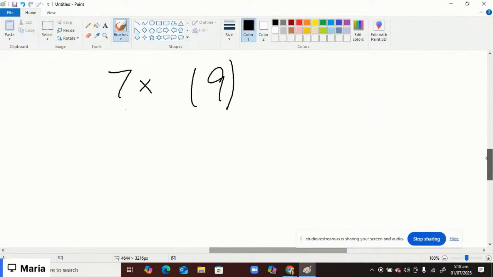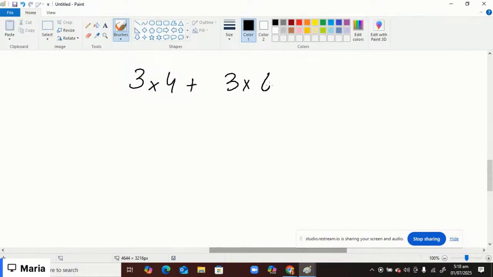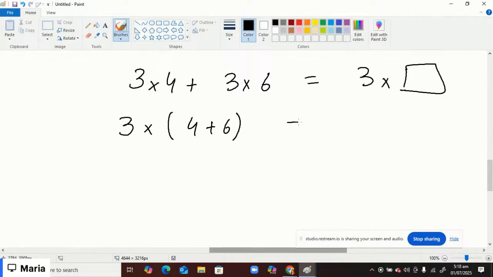Okay. Now I'm going to write it down again. 3 times 4 plus 3 times 6. Then 3 is given. What is the missing place? Tell me. The first digit, 3, is coming outside. The other two digits are added and put inside here. Now 3 times 4 plus 6 is 10. It means that here you put 10. Otherwise you put both of these numbers, 4 plus 6.